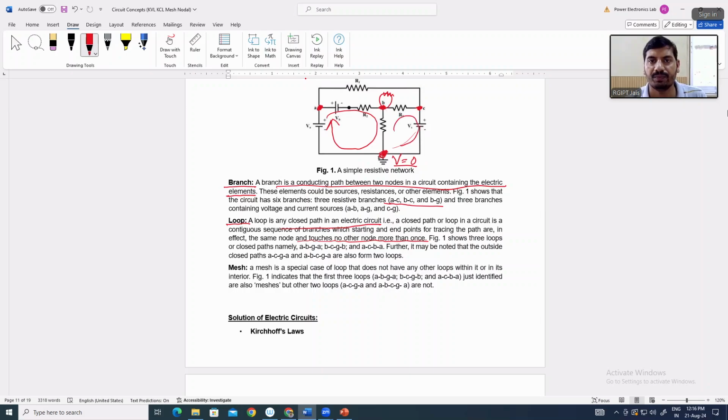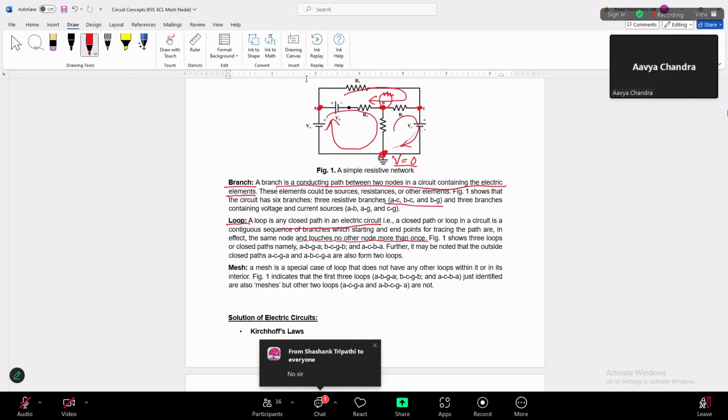Similarly, this is one loop, and this is one loop. Okay, and is there any other loop in this? Is there any other loop in this figure? No, sir. Is there any other loop? No, sir.